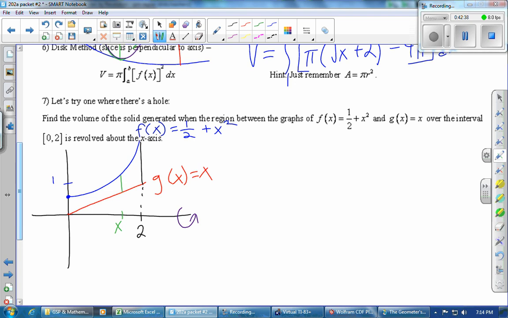Notice the slice is only in the region. You're not going to draw this part. That's not going to be part of the final shape. So we'll go ahead and draw a carbon copy of this picture down below. Doesn't need to be super precise.